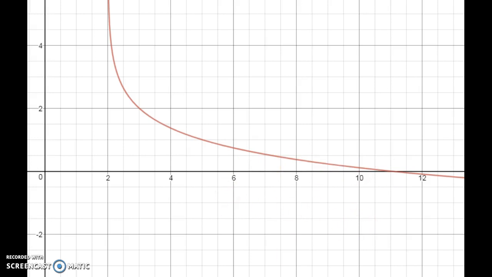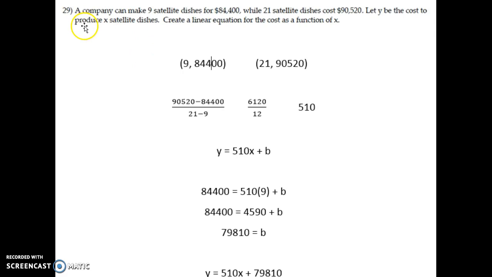For this problem, we are going to let y be cost and x be the number of satellite dishes we're making. And we're looking for a linear function. So we have 2 points here. When x is 9, we have this y value, and when x is 21, we have this y value. Use the formula for slope where you subtract the x's on top, and then in the same order subtract the x's on bottom, and you'll get 510 as the slope of the line through these 2 points.